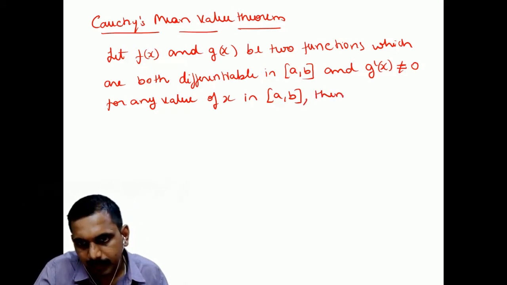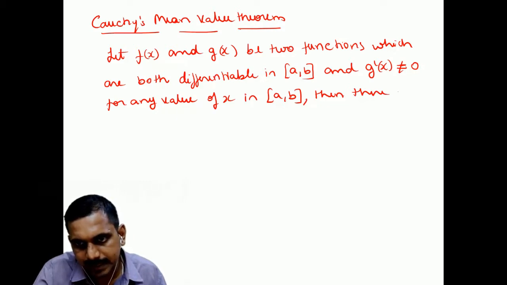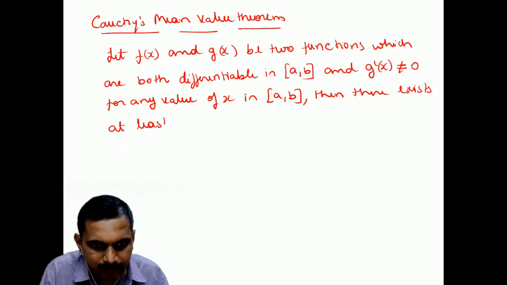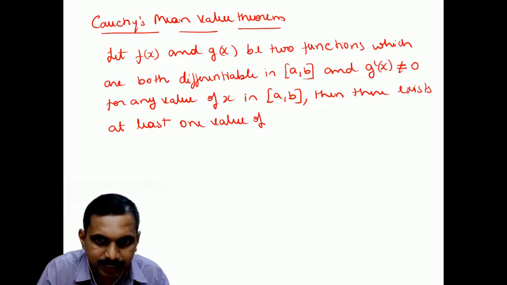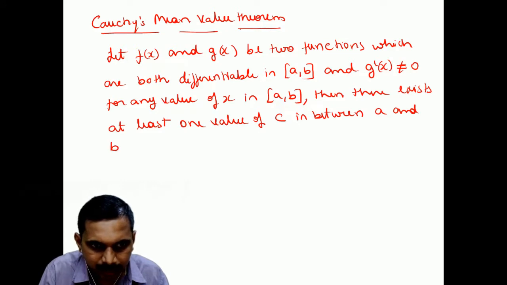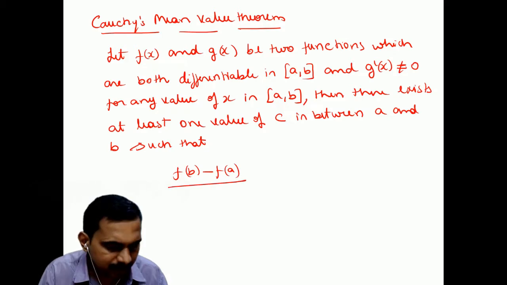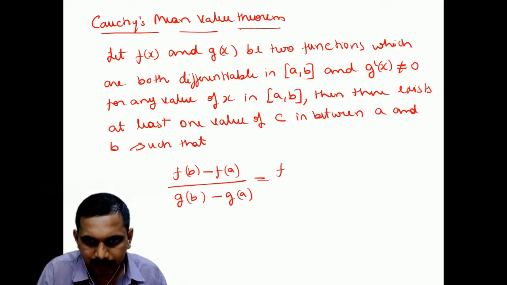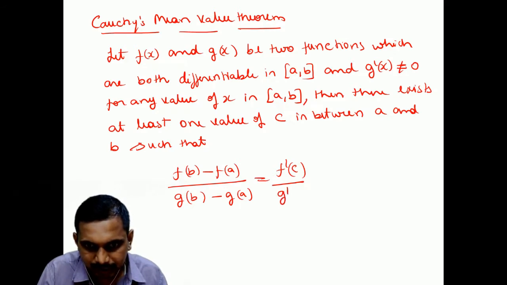then there exists at least one value of C in between A and B, such that f of B minus f of A divided by g of B minus g of A is equal to f dash of C divided by g dash of C.